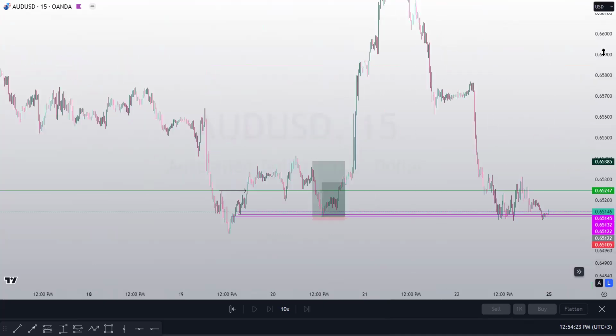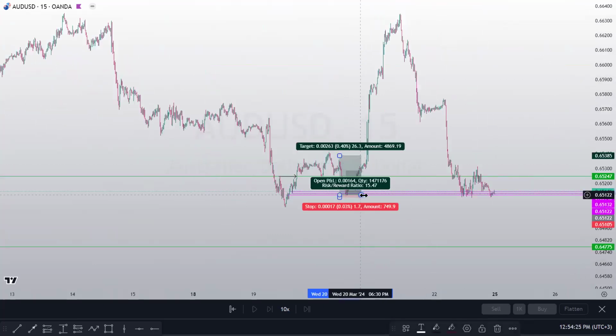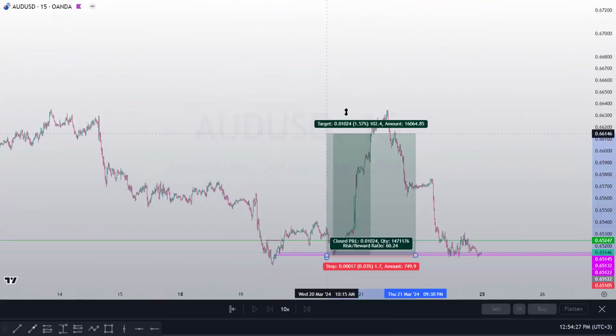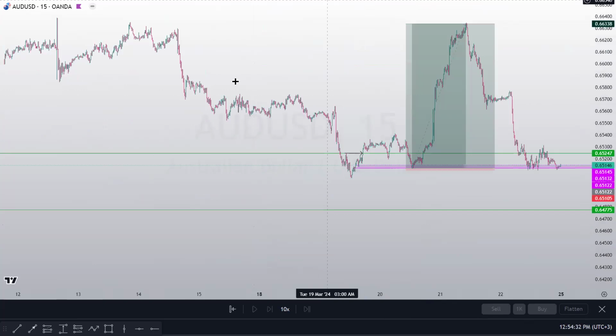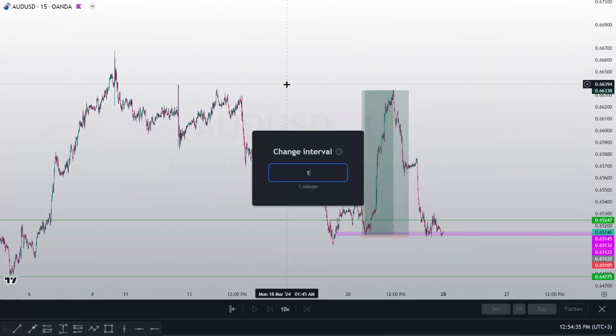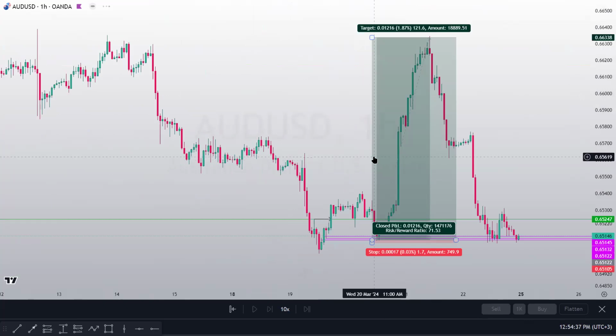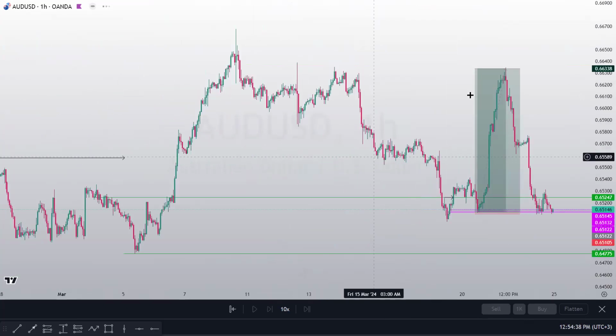So that was the entry from the AUDUSD, and the market went almost how many pips? 120. That means we're having 1:71. Yeah, so that was a very, very nice entry to be taken, to be considered.